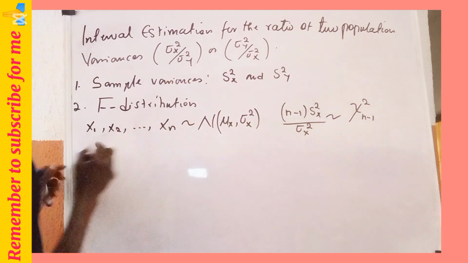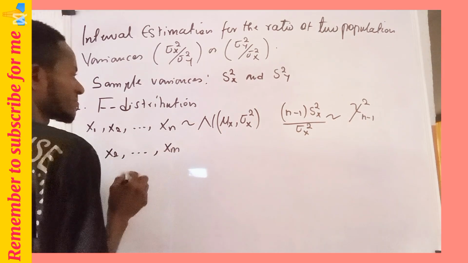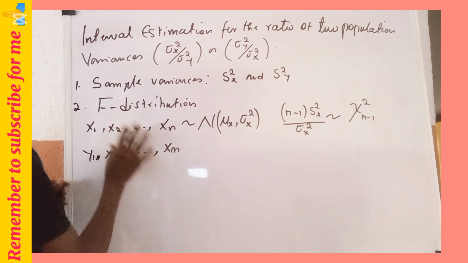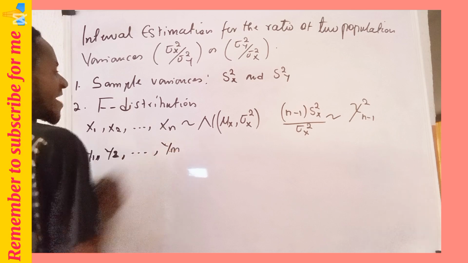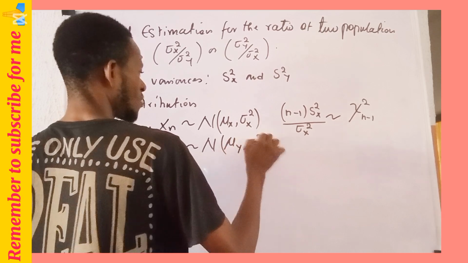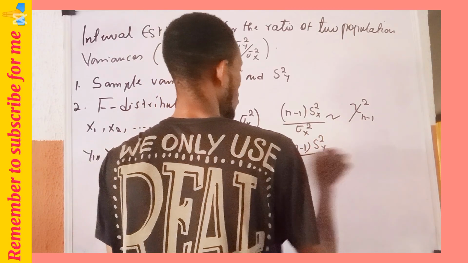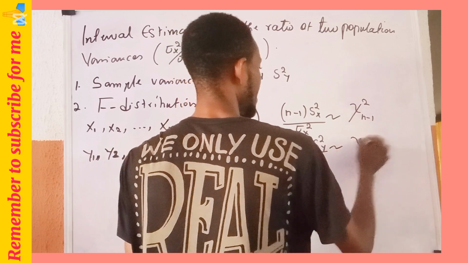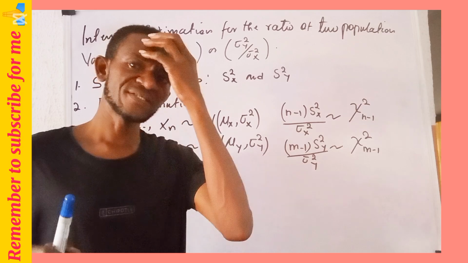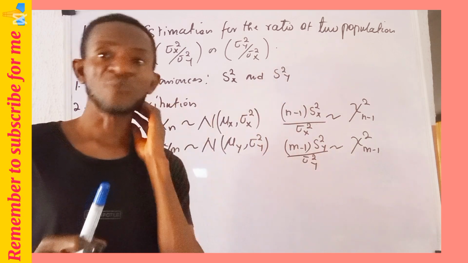And we are equally told again that if we have, let me now use y because I'm talking about random variable y, if I have y1, y2, down to ym, which follows a normal distribution with parameters mu of y, sigma squared of y, then m minus 1 of s squared of y all over sigma squared of y follows a chi-square distribution with m minus 1 degrees of freedom. So our concern here is how we integrate what we have now into estimating the interval for the ratio of the two population variances.